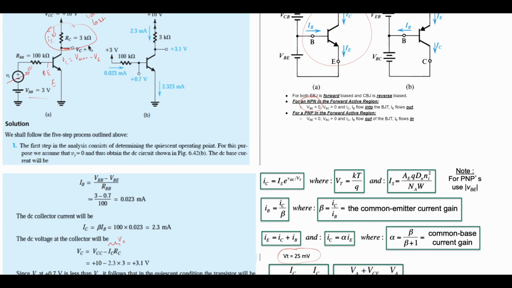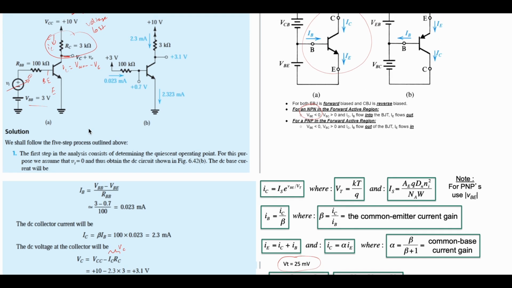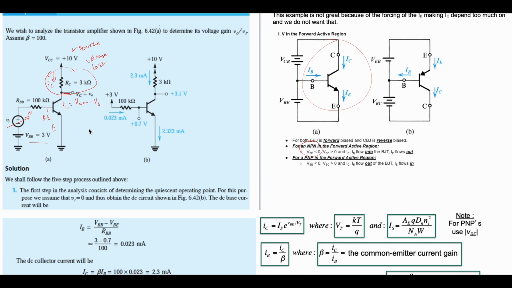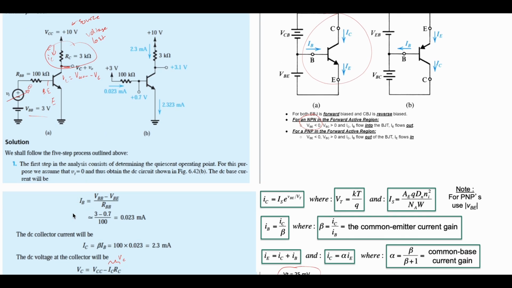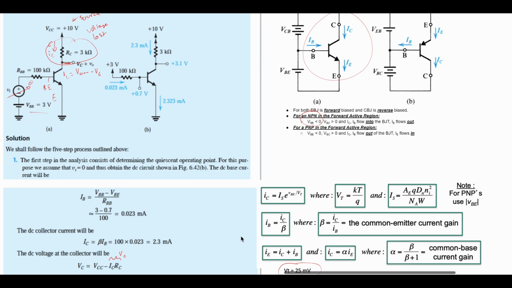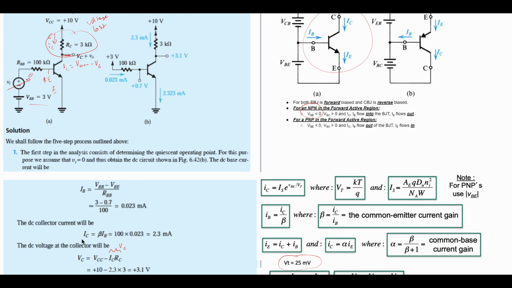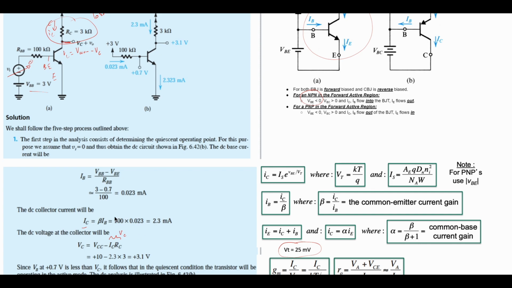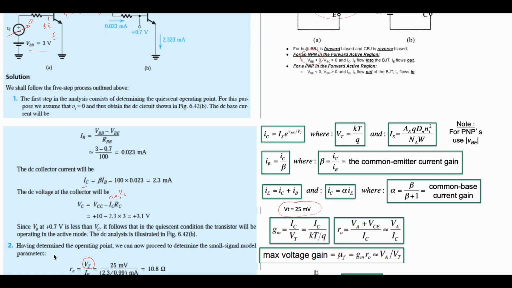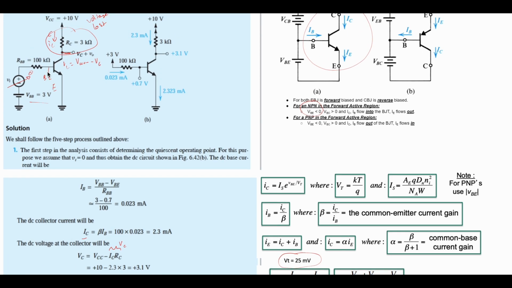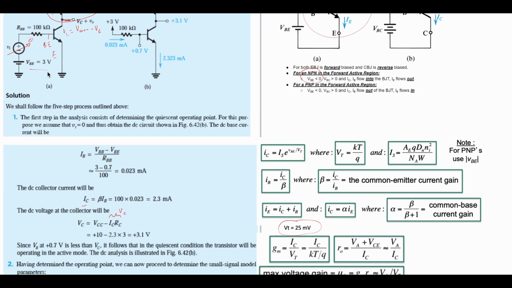We have our resistance, which is 3 kilo ohms. And then we have our IC, which I guess was not given to us, but we found it right here. We're going to be using our IB, and that is from the notes again over here. And with our IB, we're able to find our IC. So IC was found right here as 2.3 milliamps with the equation, and that's going to give us 3.1 volts, since our VB is at 0.7, which is much less than our VC.